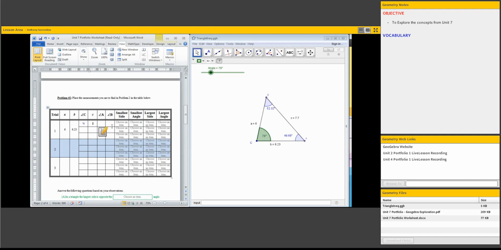So side C was 7.7. Angle A was 49.68. Now just putting in the data here. Angle B was 52.32. If I change the angle to, say, 108 degrees for angle C, C was 9.9.